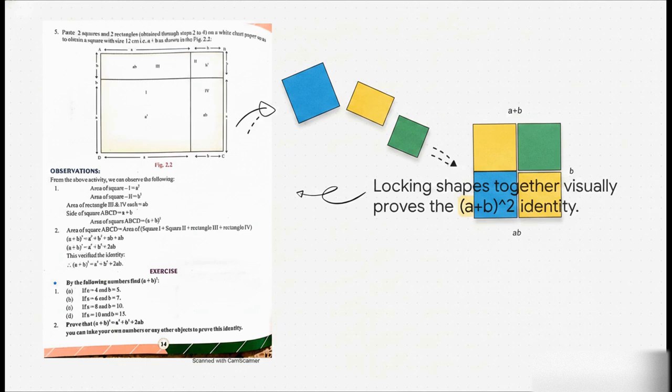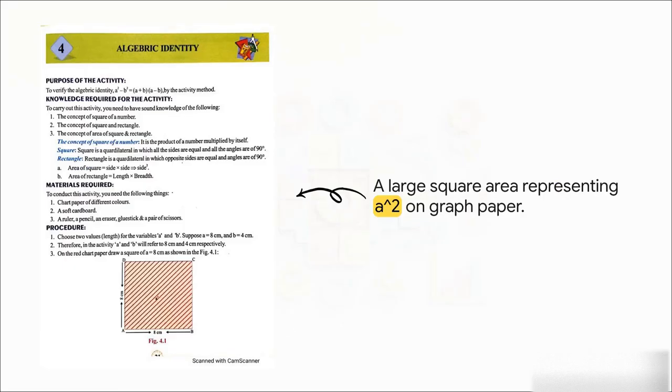Now check this out. If we literally arrange those cutout pieces, locking the a squared square, the b squared square, and our two ab rectangles together like a giant puzzle, they form one massive square. The side length of this new giant square is exactly a plus b. Therefore, its total area is (a + b) squared. Look at the pieces inside. It is literally made of one a squared, one b squared, and two ab's. The visual proof perfectly matches our algebraic shortcut. Mind-blowing, right? Let's look at another one.